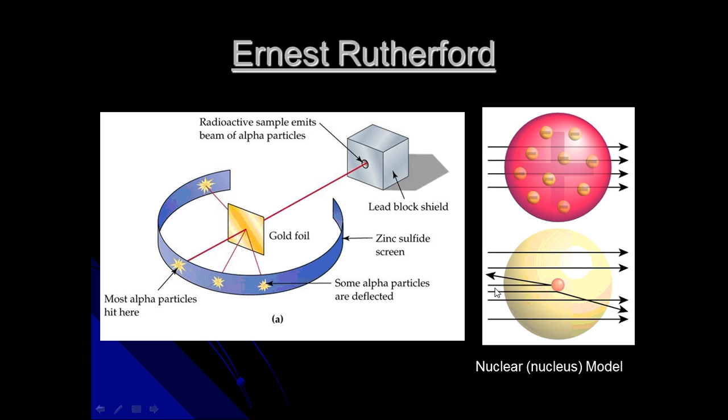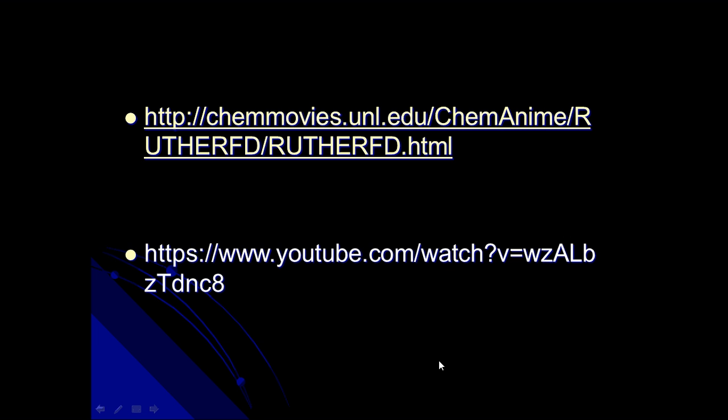He described it as the same thing as shooting a gun at a piece of tissue paper and having the bullet fly right back at you. The results just didn't make sense with Thomson's model of the atom, so he had to change it. And so he came to develop what's called the nuclear model, or the model of the atom with the nucleus in it.